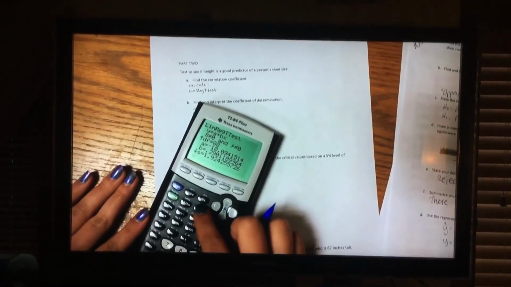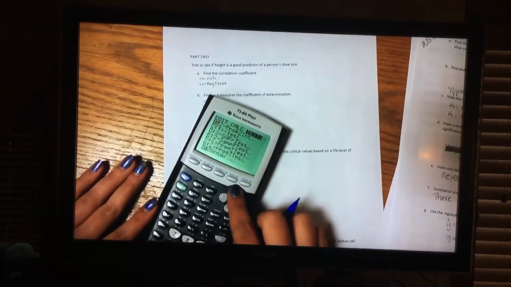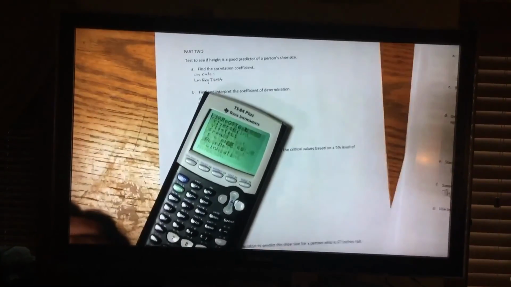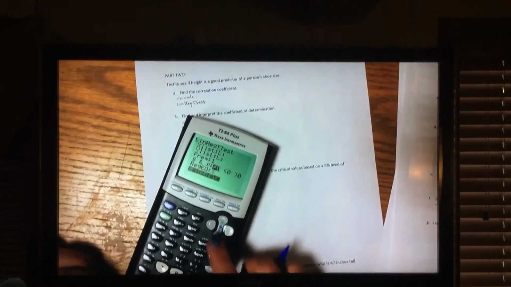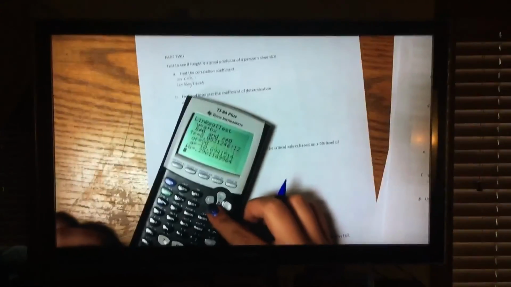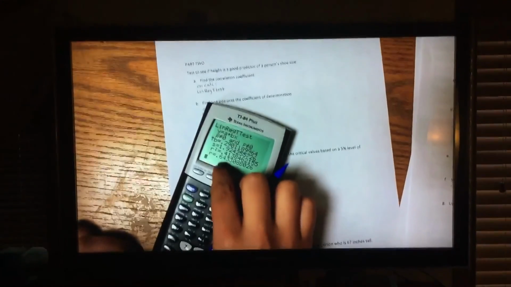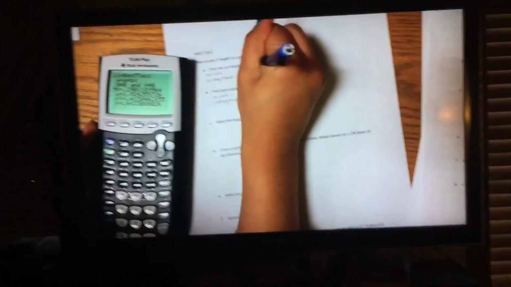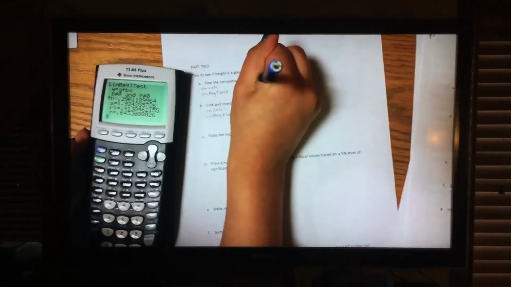So for problem A of part 2, we're going to find the correlation coefficient. On the calculator, we find this by going to the stats menu, going over to tests and hitting F for LinReg t-test. And our correlation coefficient is R, which for us equals 0.6433.